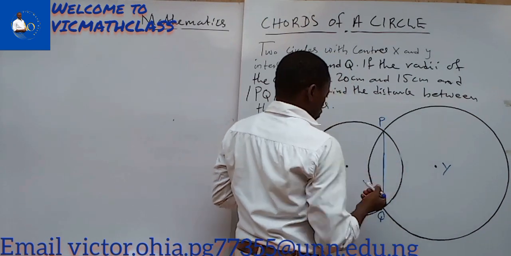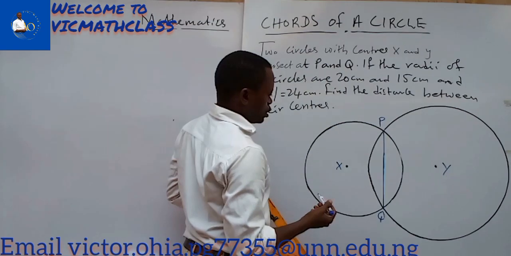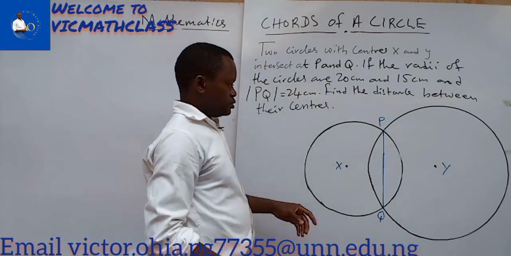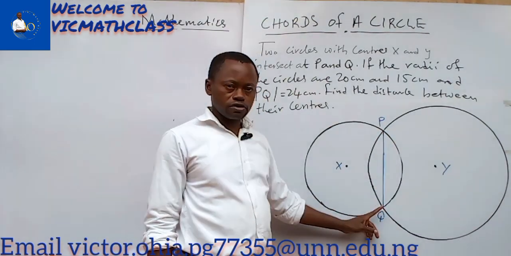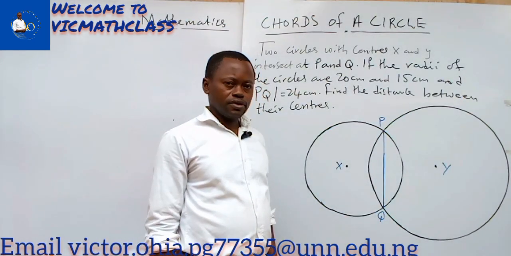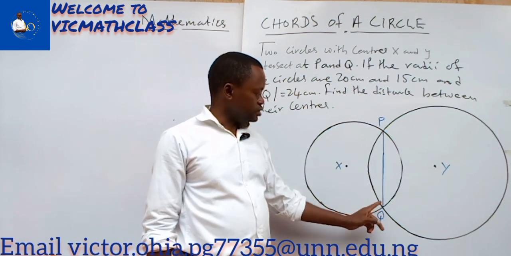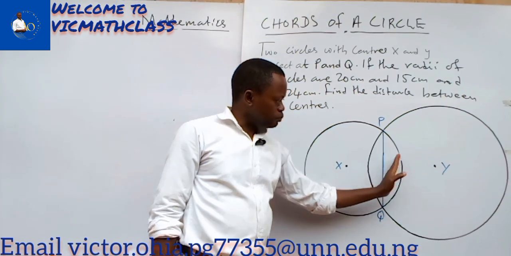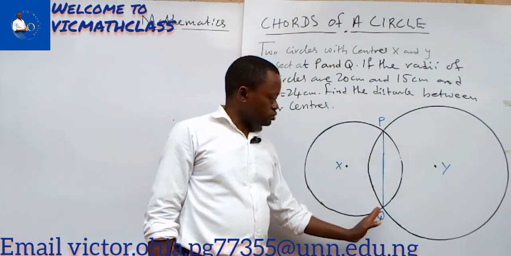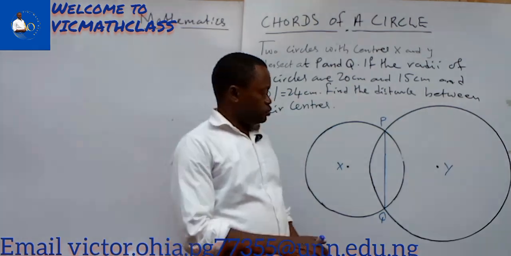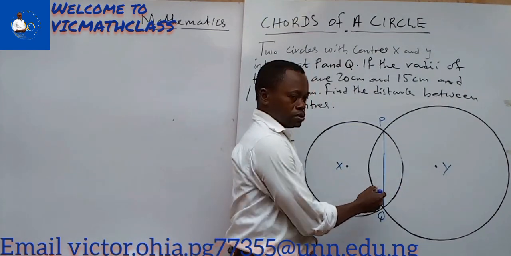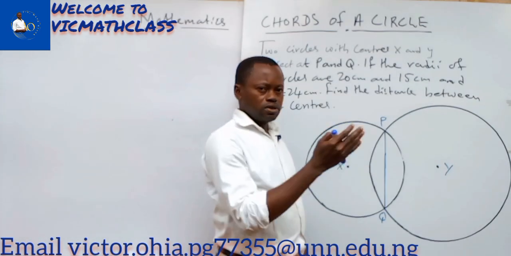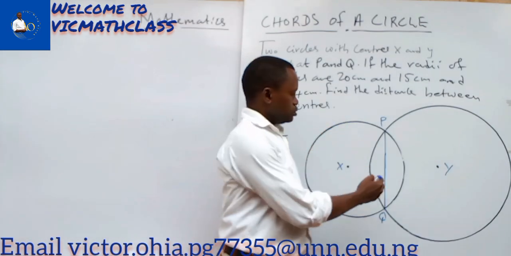There is something I want you to understand, and that is that this is a chord. Do you understand that this is a chord? Did you see a part of this circle cut out by PQ? Like if I am to shade it, I will shade it like this. So this is a chord. We have done a lot of explanation about chords in the previous classes.